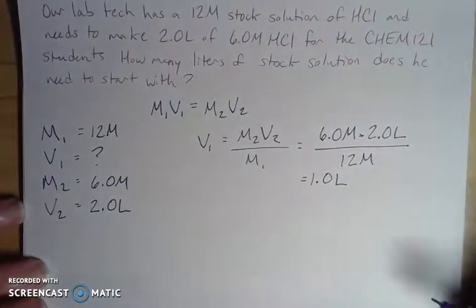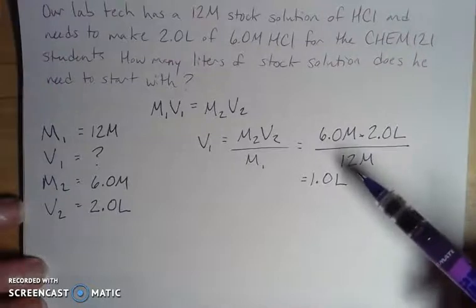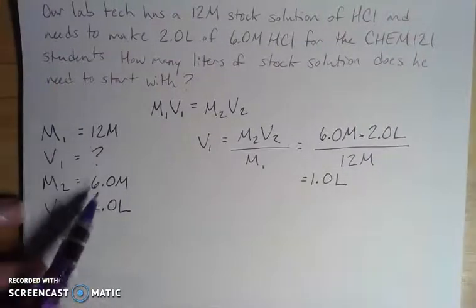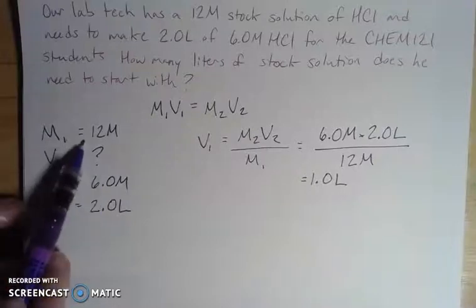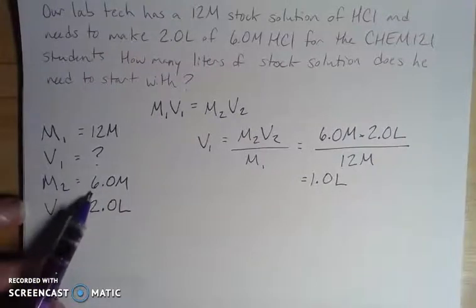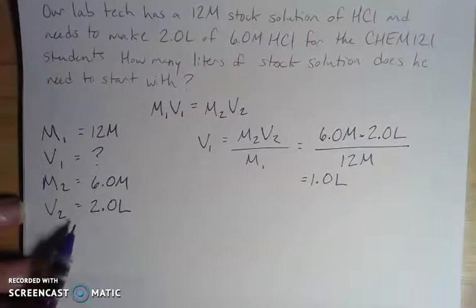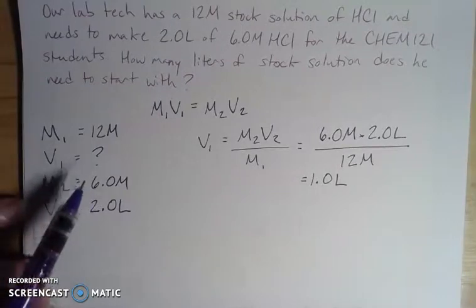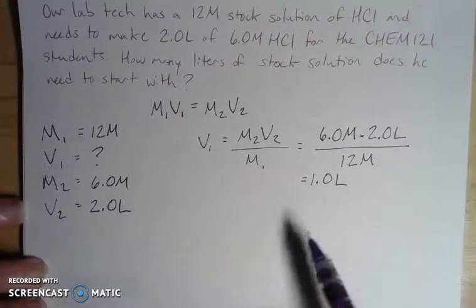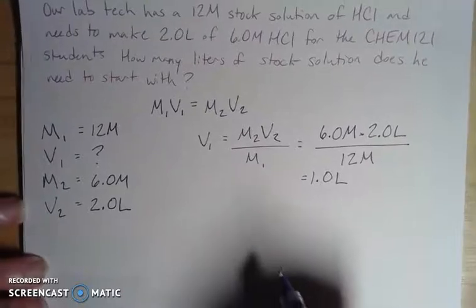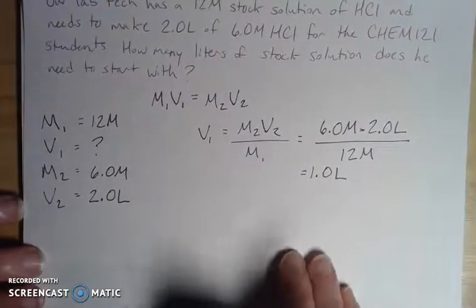Now this makes sense from just a conceptual standpoint as well. I'm going from a concentration that's halving, right? So I had a 12 molar concentration, I'm going down to 6 molar. I want 2 liters of solution, so what would I need to start with? If I'm having this, then I must be having this, right? They're proportional to each other, so it would make sense for me to have the 1 liter to start off with.